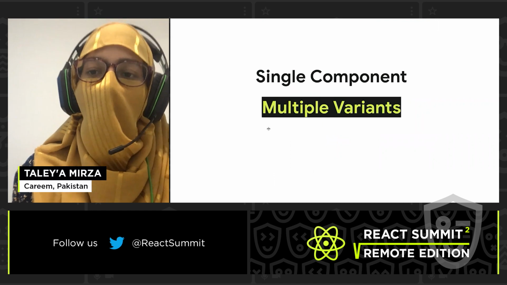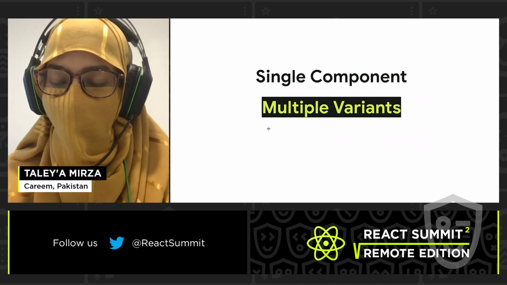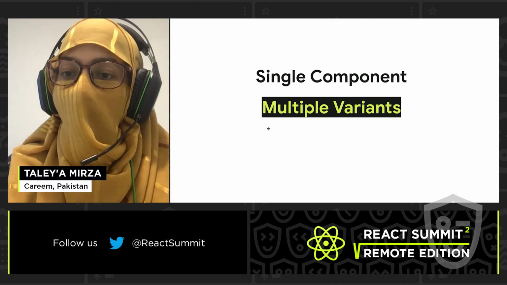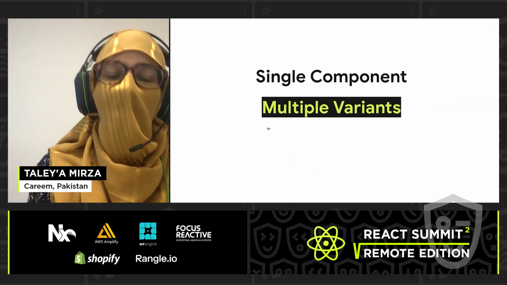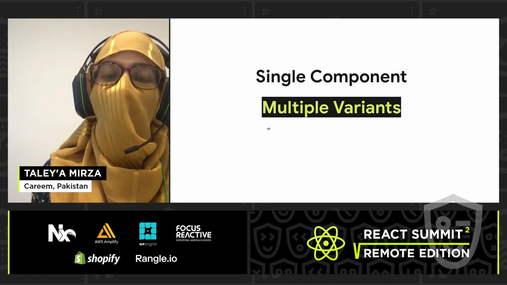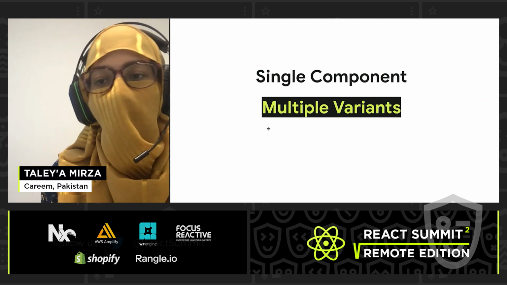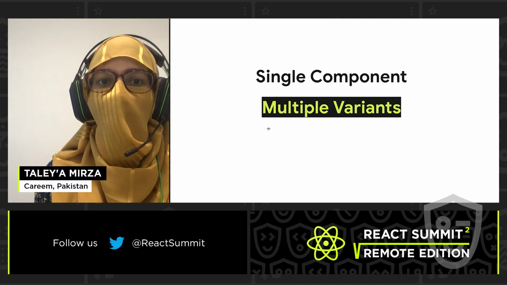So we will be seeing a single component and how we can create multiple variants along with maintaining the consistency. So we know in React the concept of props, right? So we are going to see how props can help us in creating multiple variants from the single component. So let's create a component for a button.